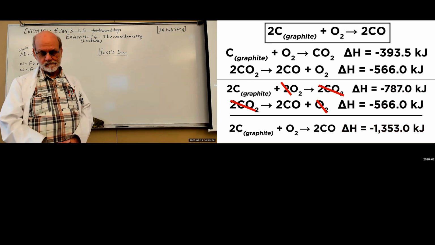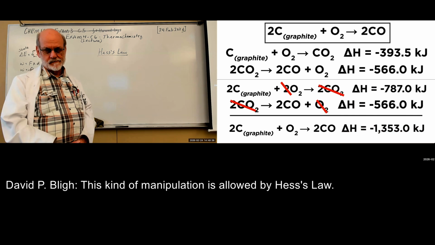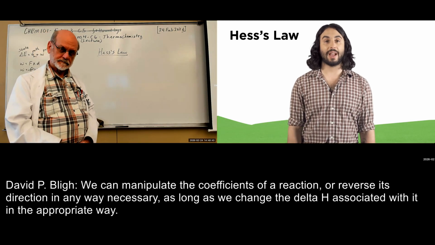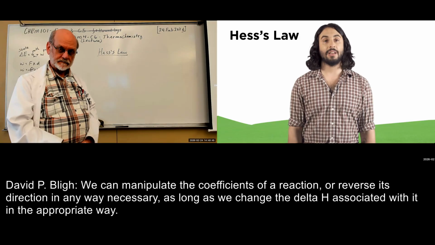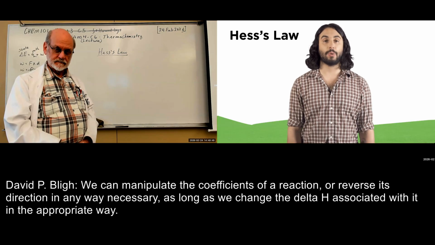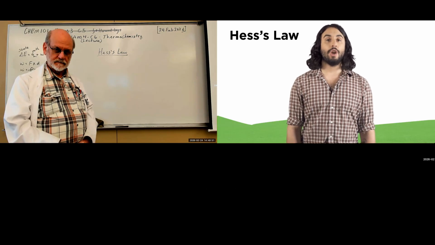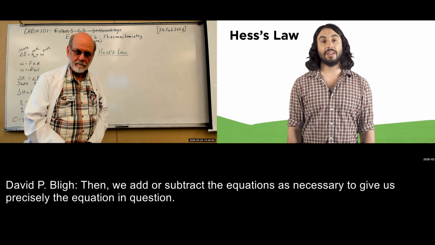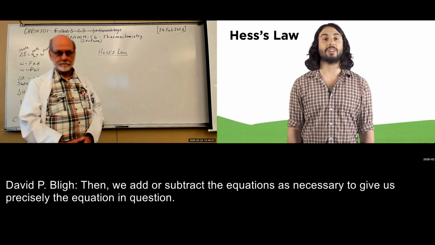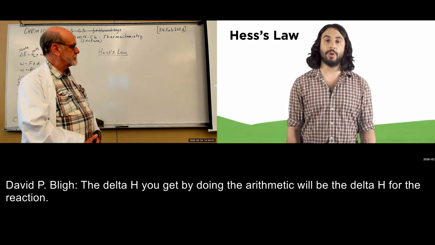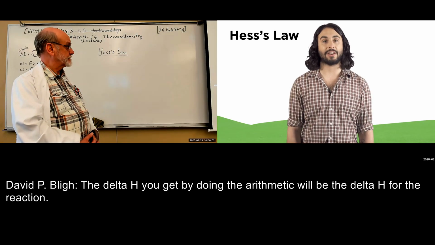This kind of manipulation is allowed by Hess's law. We can manipulate the coefficients of a reaction or reverse its direction in any way necessary as long as we change the delta H associated with it in the appropriate way. Then we add or subtract the equations as necessary to give us precisely the equation in question. The delta H you get by doing the arithmetic will be the delta H for the reaction.